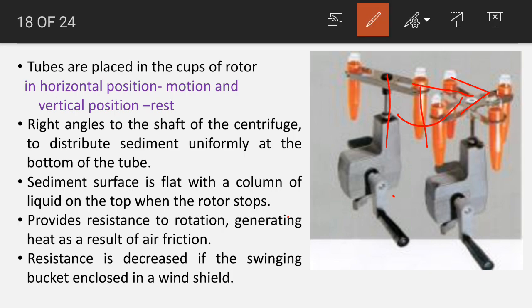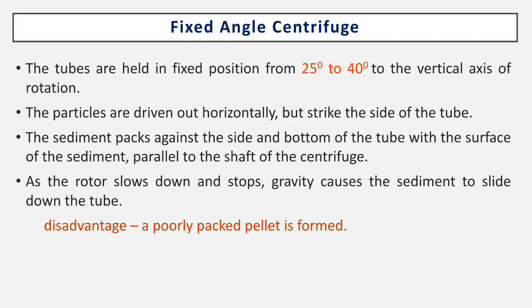Here, this one is the shaft. When it is horizontal, it means 90 degrees or a right angle, whereas here it is fixed at 25 to 40 degrees to the shaft, in this fixed angle to the vertical axis of the rotation. So the particles are driven out horizontally but strike the side of the tube.